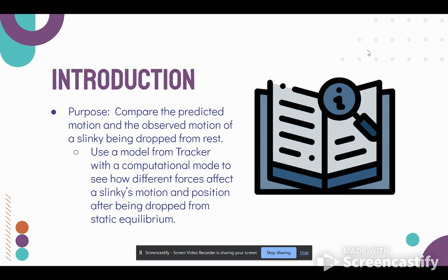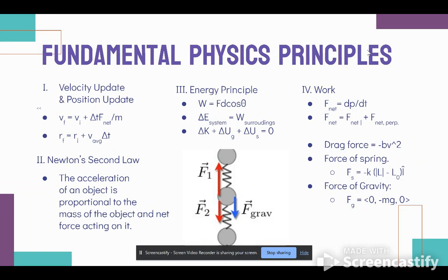Using GlowScript, this lab uses fundamental physics principles to model these motions, and these principles include, in the computational model, the position update formula and velocity update formula. They're of importance as they allow us to predict the change in position over time and velocity. Next, Newton's second law explains how the acceleration of an object is proportional to the net force acting on it and inversely related to its mass.